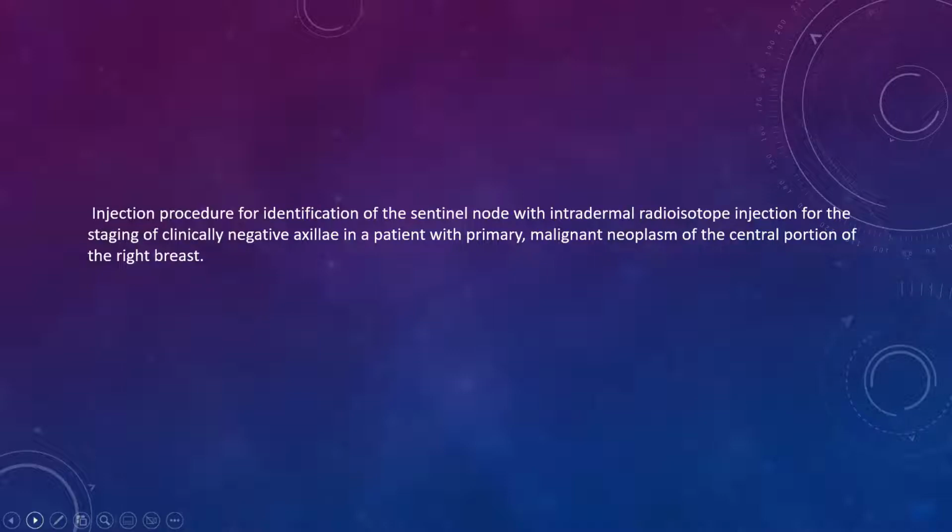So for this question, we are looking at the injection procedure for identification of the sentinel node with intradermal radioisotope injection for the staging of clinically negative axillary in a patient with primary malignant neoplasm of the central portion of the right breast. Wow, that is a mouthful. That's almost like a note right there, a report right there.